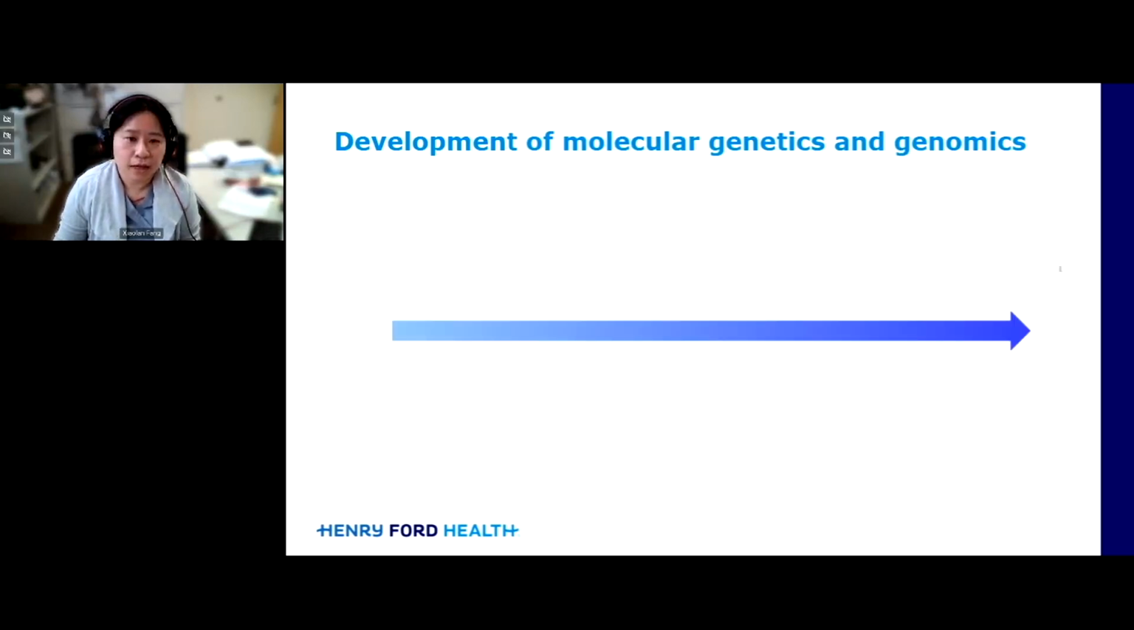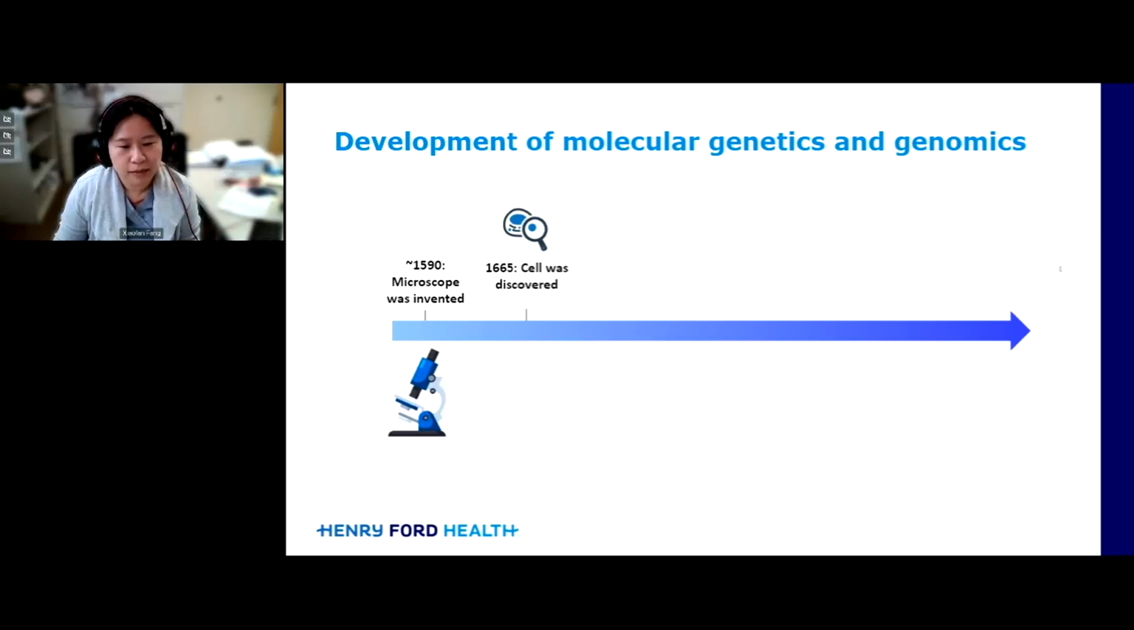And interestingly, if you compare it to the development of molecular genetics and genomics, which I go through briefly here, it's a little bit different. So in 1590, the microscope was invented. It's unclear who invented the first microscope, but it was generally agreed that two Dutch spectacle makers, a father and son team, Hans and Zacharias Janssen, created the first microscope. And in 1665, Robert Hooke published a book called Micrographia, a book filled with drawings and descriptions of the organisms he revealed under the recently invented microscope.